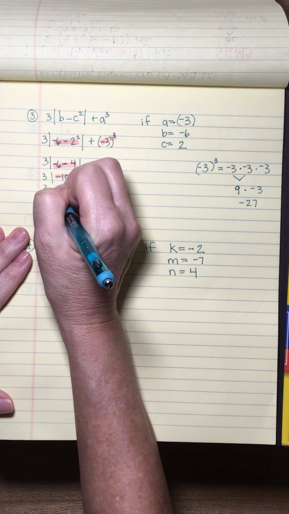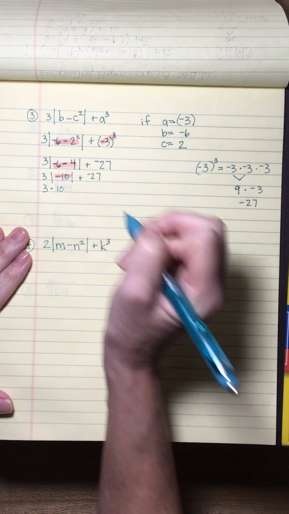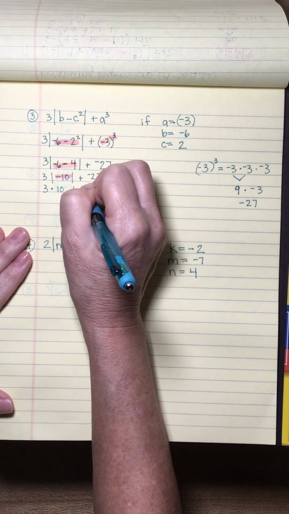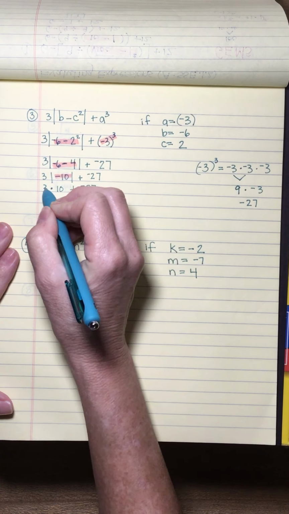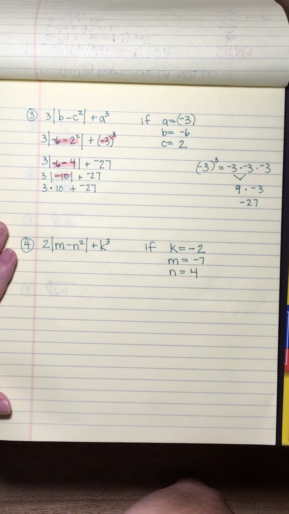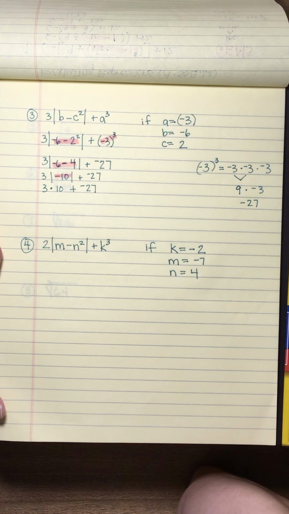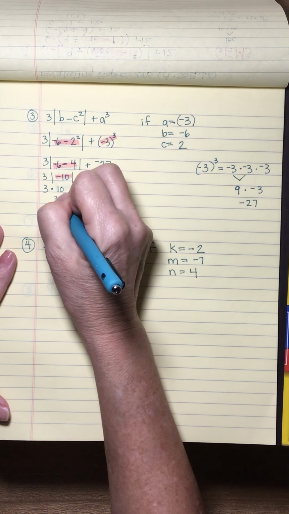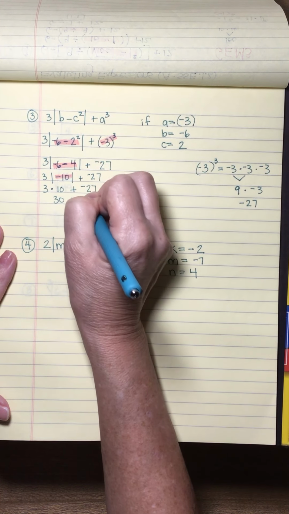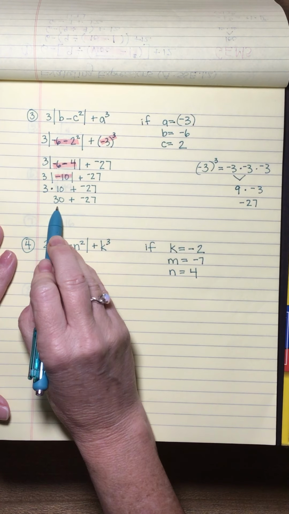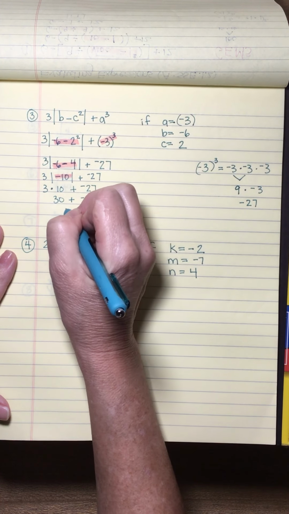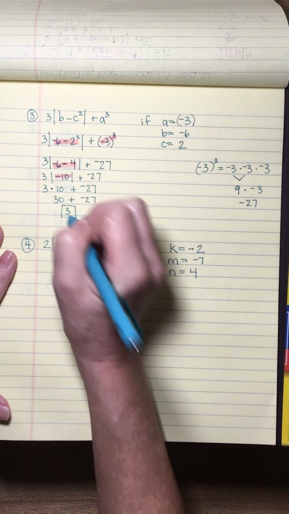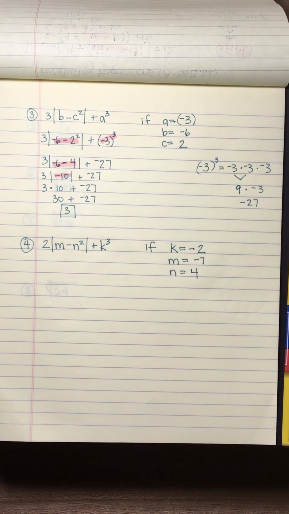So that's going to be 3 times 10 plus a negative 27. So 3 times 10 is 30 plus a negative 27. I have more positives than I have negatives, and that is 3 more positives, so my end answer is 3.